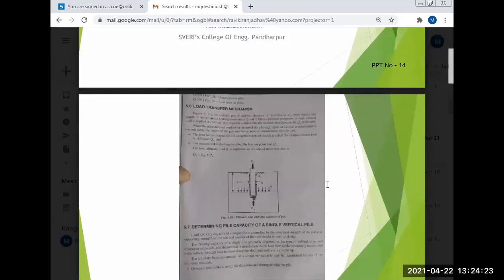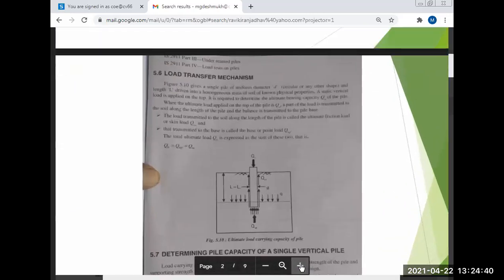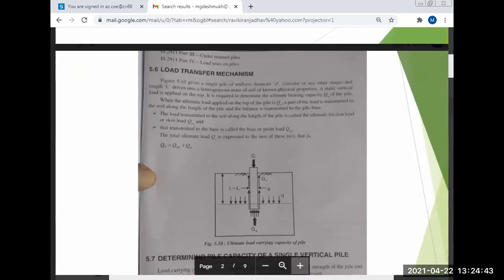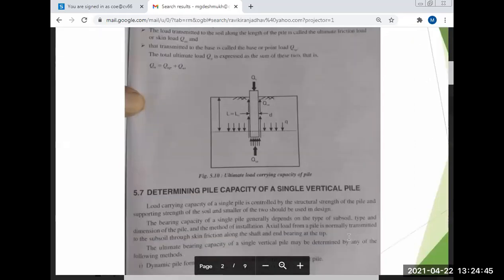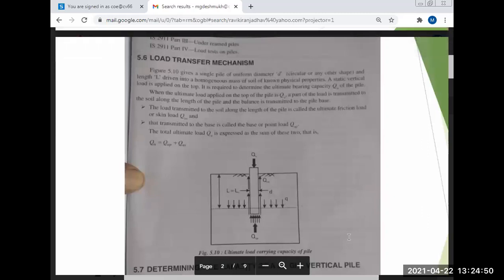Okay, so after studying the basic part of the pile foundation, now we will study how the load is transferred. What is the load transfer mechanism of a pile? How is the load in a pile transferred?